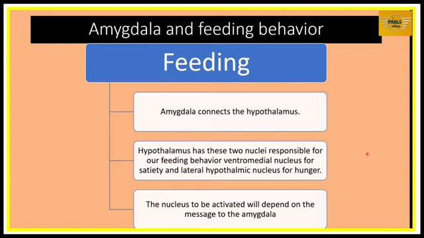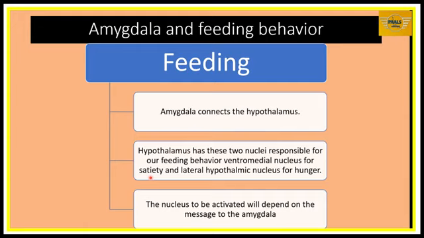Now, because amygdala controls our feeding behavior, it depends on what the feeling is. If the feeling is one of satisfaction, there's no need for food. You're feeling fine. Now, the nucleus that will be activated will be the ventromedial nucleus, which is for satiety. Or maybe the GIT, the stomach, is feeling filled up. There's no more space. Now, it is the ventromedial nucleus that will be activated by amygdala.